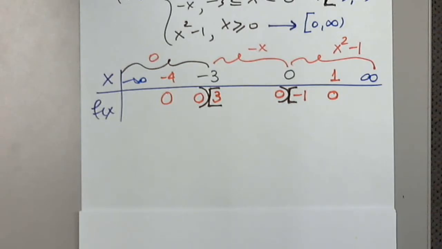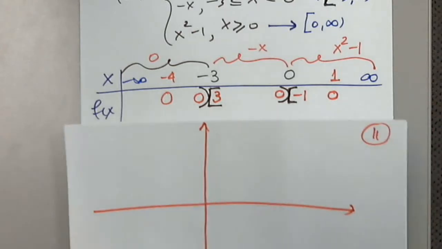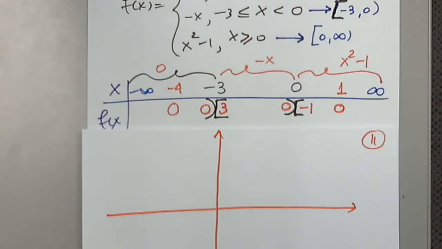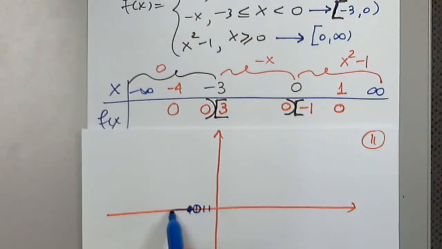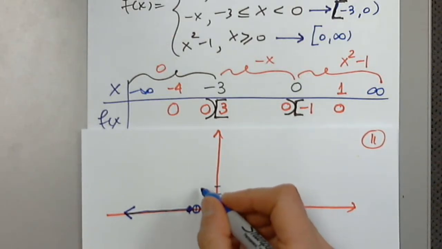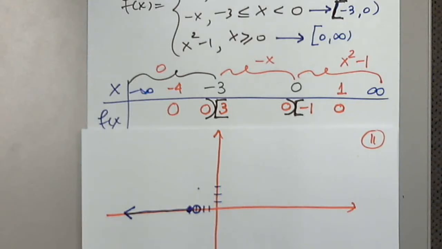So now let's graph. Please give me the first ordered pair from left to right. Negative 4, 0. Yes. 1, 2, 3, 4, -4, 0. Next one. Negative 3, 0. But what type of point will this be? An open point. Perfect. Next point. Negative 3, 3. Very good. What type of point is this? Closed. Very good.